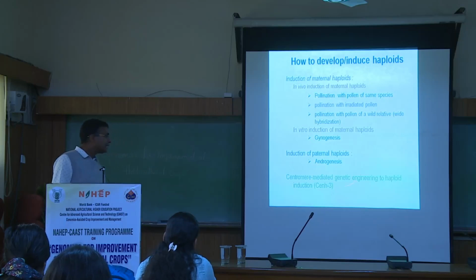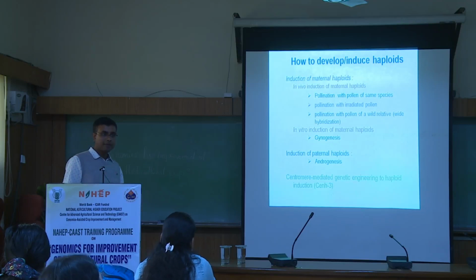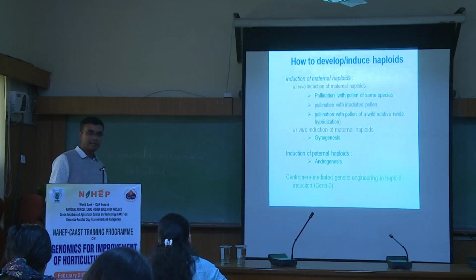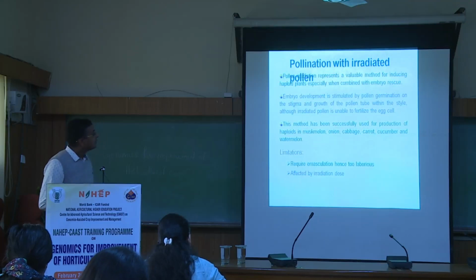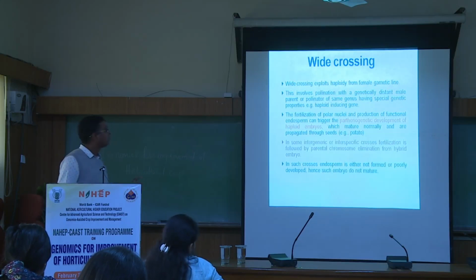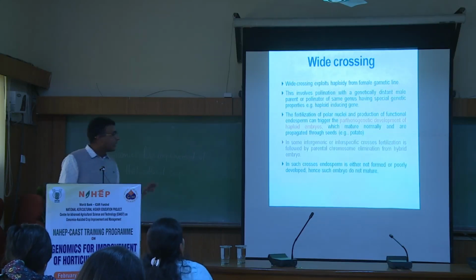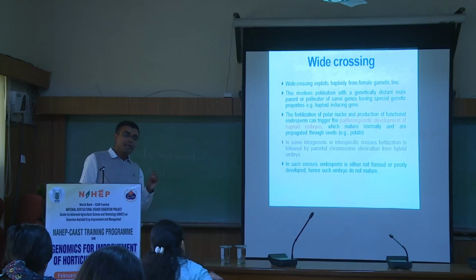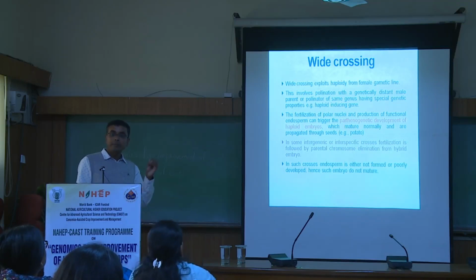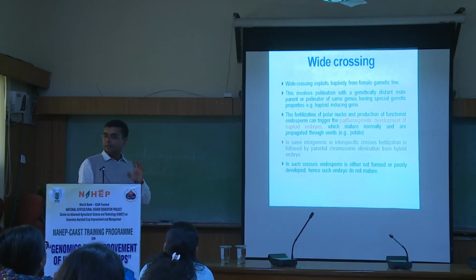And recently the centromere mediated CENH3 technology came for development of double haploids, which has also been practiced in different crops, including Brassica oleracea. So for irradiated pollen, I think this is clear for you, I need not explain much. With wide crossing and irradiated pollen, basically we are developing maternal haploids. Whatever haploids we are getting, we are getting from the maternal cells, not from the paternal cells.